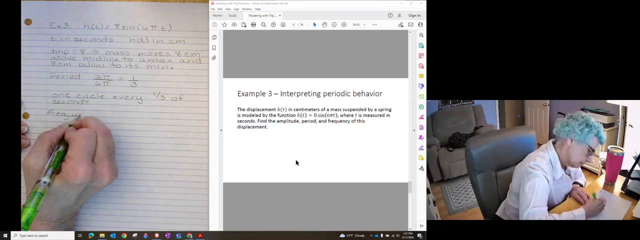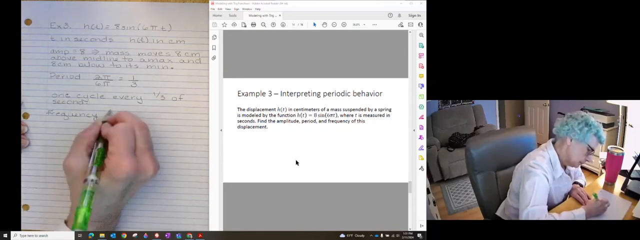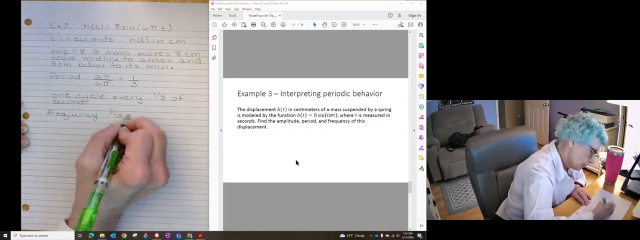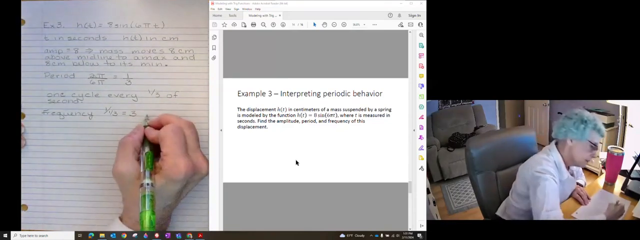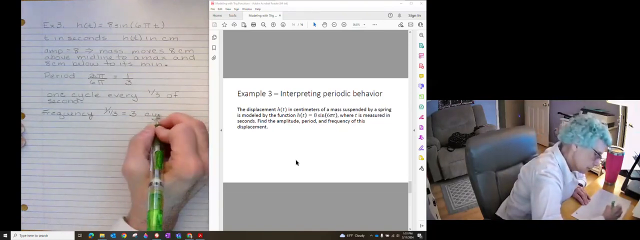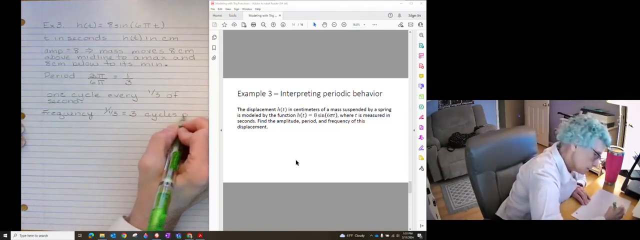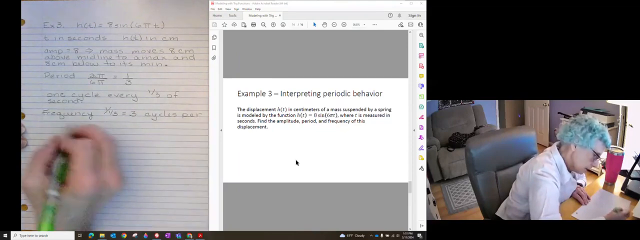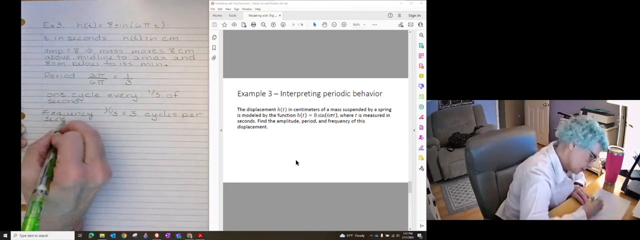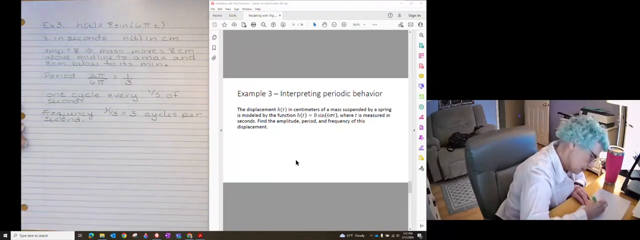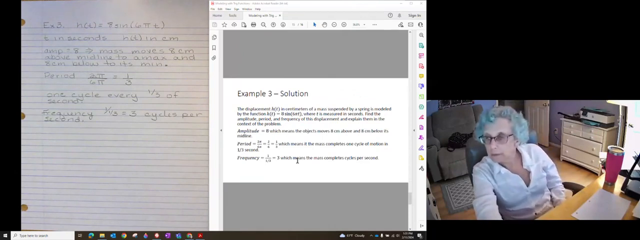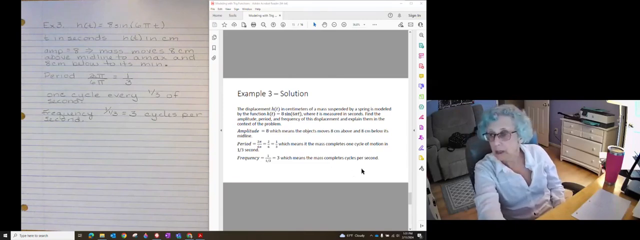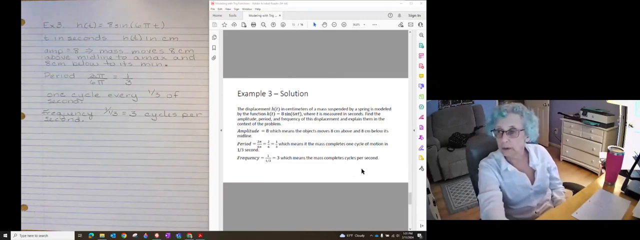Frequency is 1 over 1/3, which is 3. That means there's 3 cycles per second, which means the mass completes 3 cycles per second. Cool.